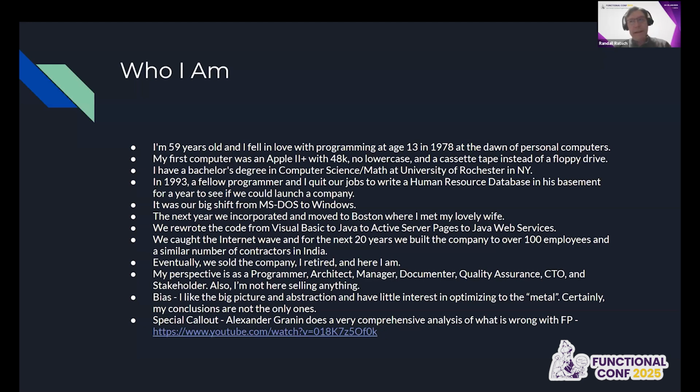My perspective is not really as a scientist or an engineer. It is as a programmer, an architect, a manager, a documenter, quality assurance, CTO, and a stakeholder. As a partial owner and CTO of the company, my general criteria was that things be manageable. P.S. I'm not selling anything here. My bias, I like big picture and abstraction, and I don't really like the nitty-gritties of efficiency or working toward the metal. I generally think those things are shifting sands, and I care little for them.